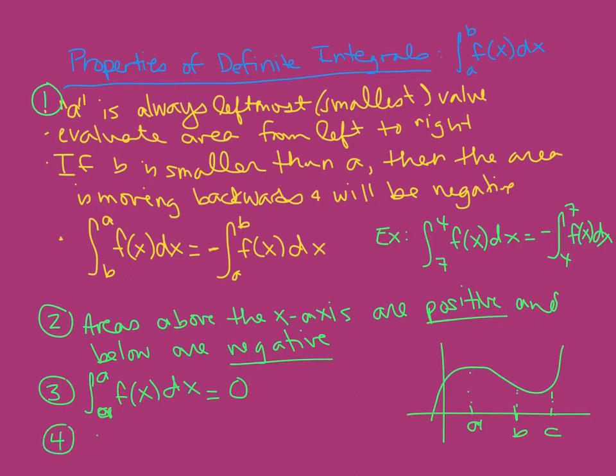If you have an integral from A to C and there's a point like B over there in the middle, you can actually find the A to B and the B to C separately and then add them together.